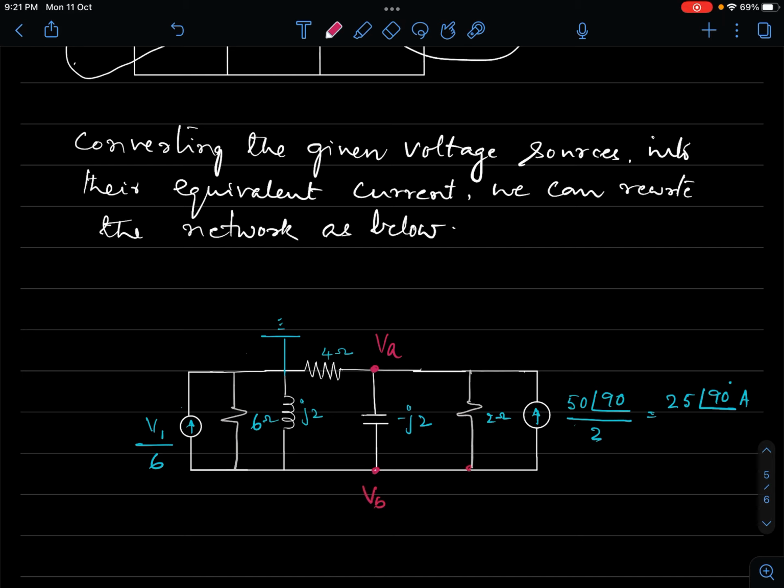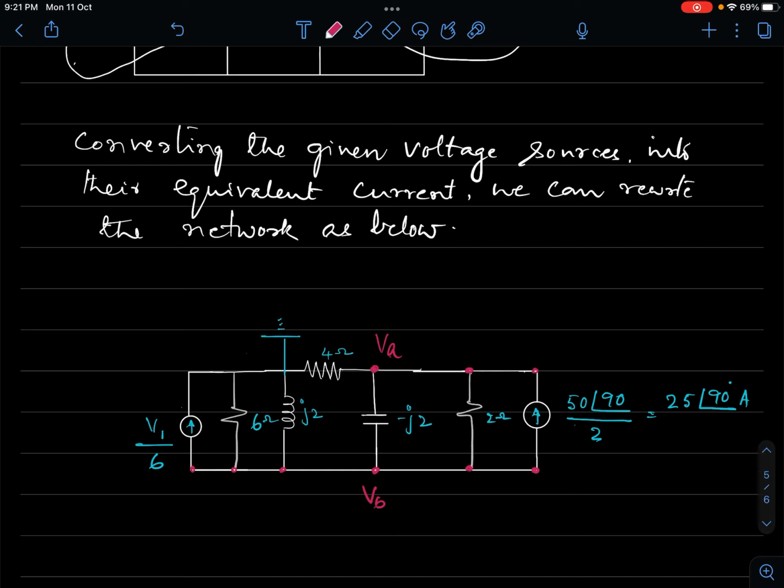This entire thing, everything here is VB, right? This entire thing is the datum node. It is the reference node. There is one more node, VA. So this is VA, this is VA, this is VA. Apart from the reference node, we have 2 more nodes, VA and VB.